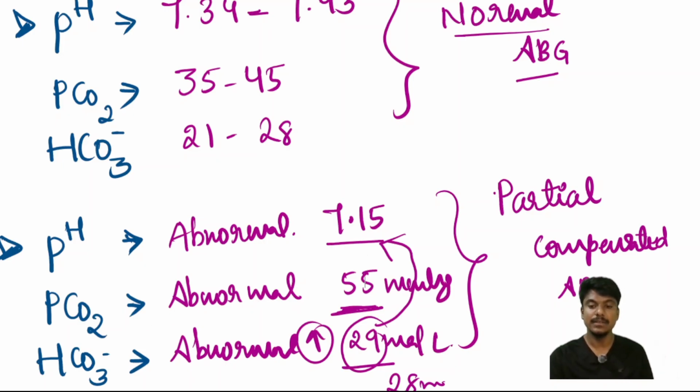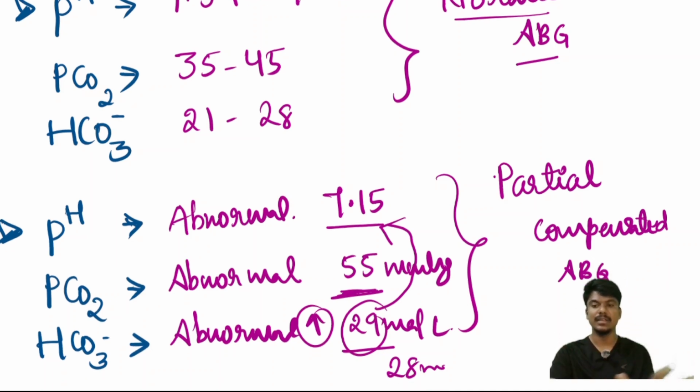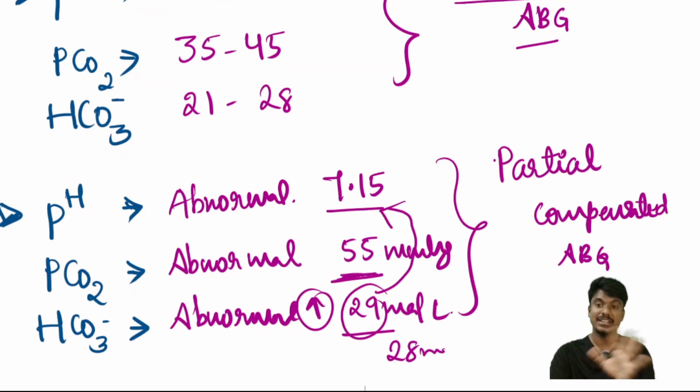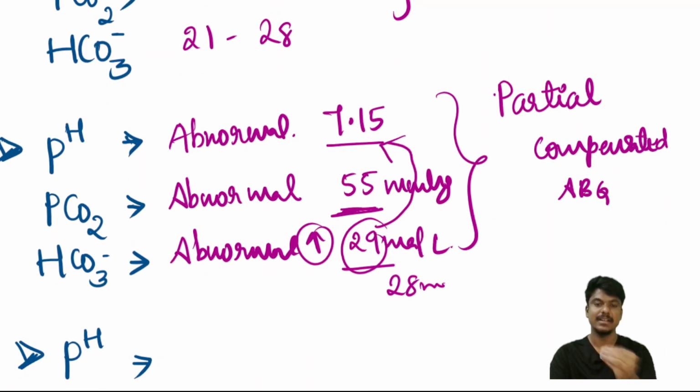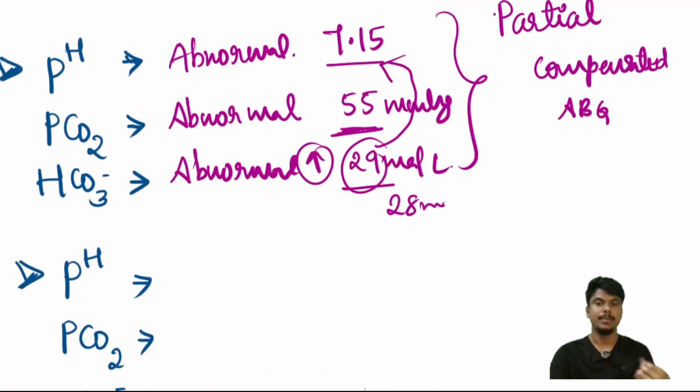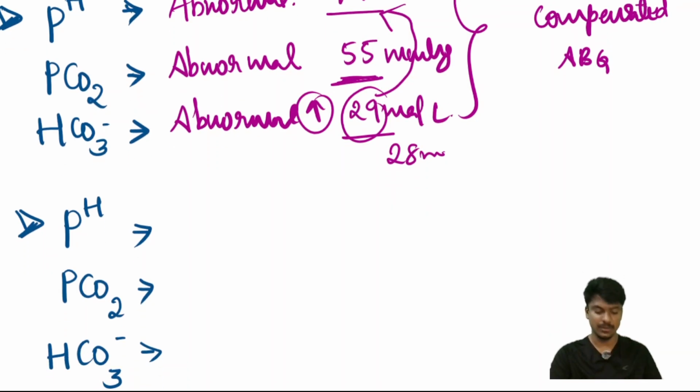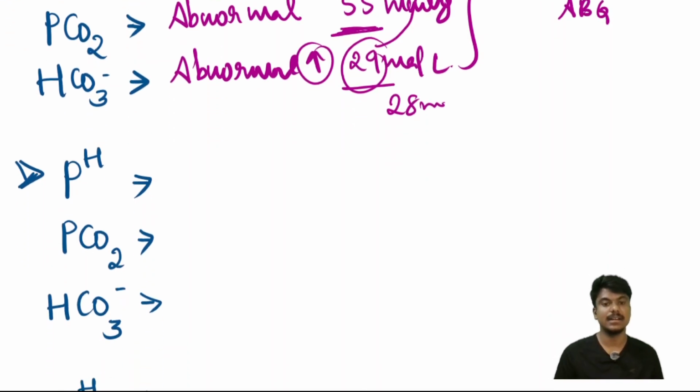Now we'll move towards the next ABG example. So if you see the second ABG, third ABG. In the last ABG everything is abnormal. That's why I'm calling that one an uncompensated, partially compensated ABG, meaning your kidney is trying to compensate. But if pH is not abnormal, now we'll see the third ABG. The third ABG will validate. I'll give the parameters. Now we'll try to validate what kind of pH this one is.